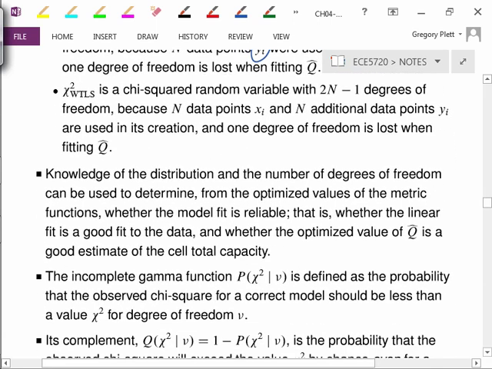Since I know the distribution, chi-squared with so many degrees of freedom, I can determine using the optimized values of the metric function whether the model fit is reliable or not. So is the linear fit that we have come up with a good fit to the data? And is the Q hat slope of this linear fit a good estimate of the total capacity?